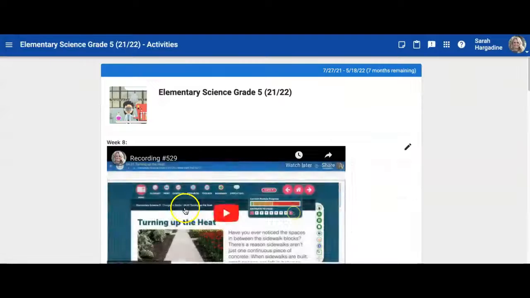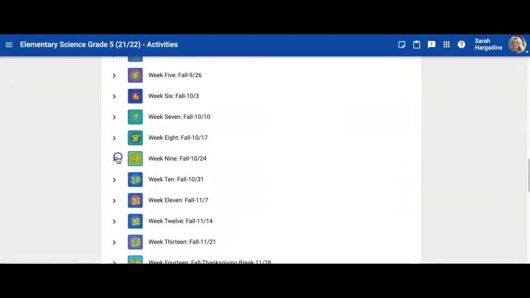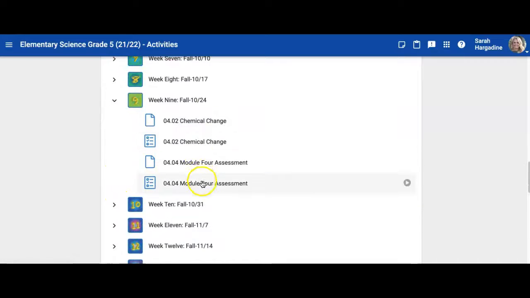In science, you'll see for week 9 that you have 2 quizzes as well, including the Module 4 assessment on chemical and physical changes. And so you'll want to be sure that you review and understand those concepts. It's a great idea to go back and look at previous pages, even just to glance through.